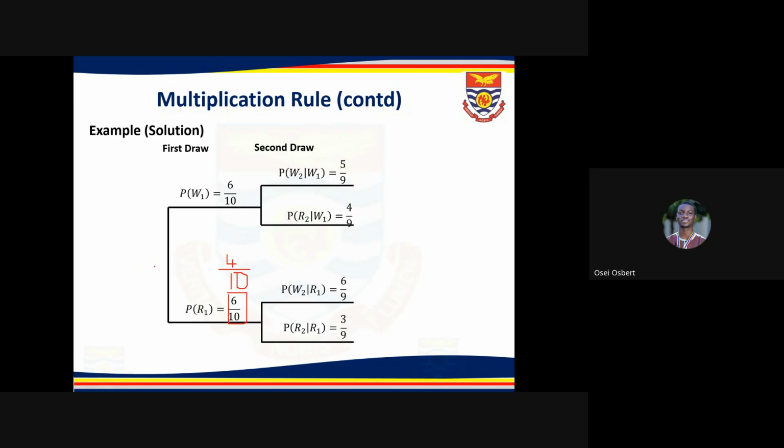So in the second row, we have white given that white has already occurred, then red given that white has already occurred. And here we have probability of white given that red has already occurred, and probability of red given that red has already occurred. Now the question is to find the probability that the second ball is red. That means we could get the first being white whilst the second is red, or we could get the first red and the second red. That leads us to this combination here.